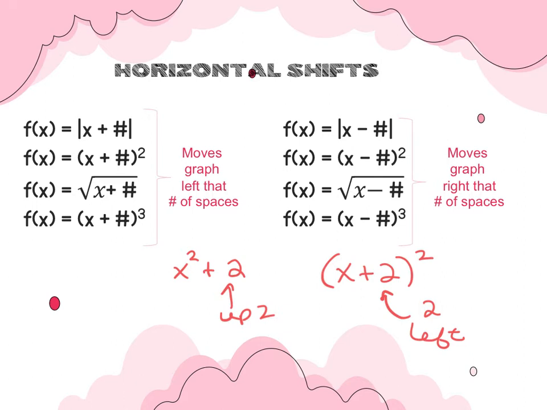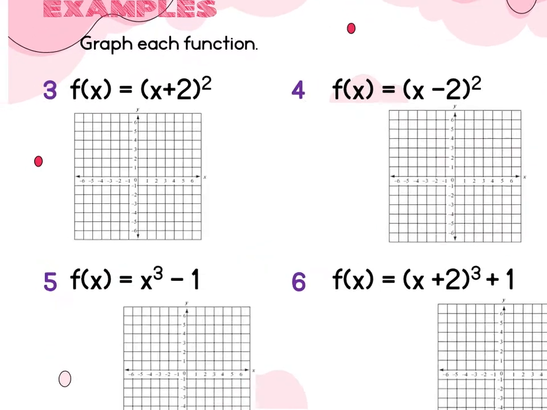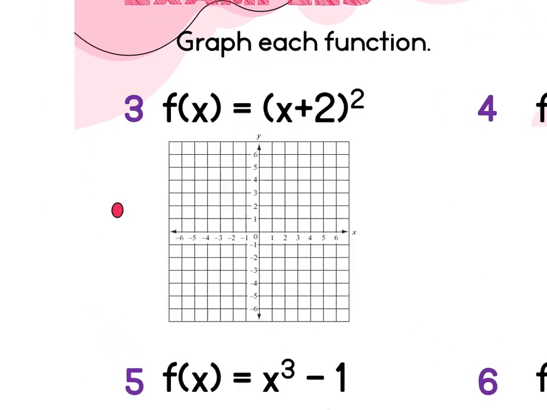So if it's in the parentheses, it's backwards of what you would think. You would be thinking you're moving to the positive side of the graph, but we're really moving to the left side, which is where the negatives are. So if it's adding a number, we're moving left. If it's subtracting a number, we're moving right. And let's apply this.